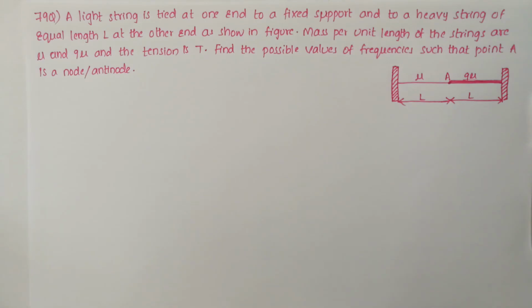Next question. A light string is tied at one end to a fixed support and to a heavy string of length L at the other end, as shown in the figure.